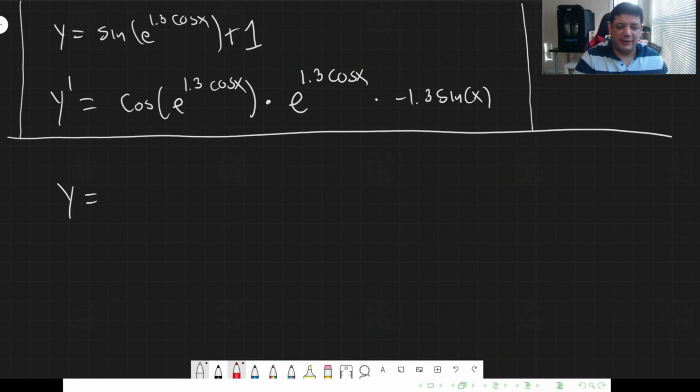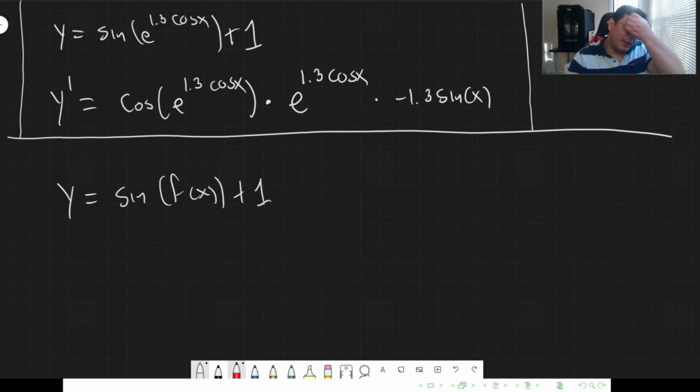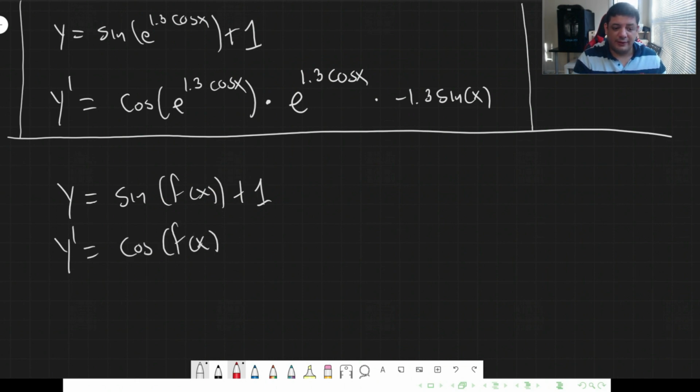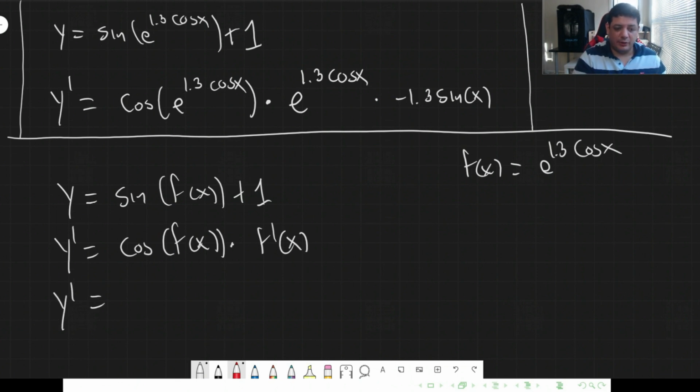And so you can say instead, let's do sine of f of x plus 1. Okay, so now let me use the chain rule here. So y prime is what? Cosine of f of x times f prime of x, right? But who's the f of x that I'm talking about? I'm talking about f of x being e to the 1.3 cosine of x. So I can just go back and replace that here. Okay, so cosine of e to the 1.3 cosine of x, right?